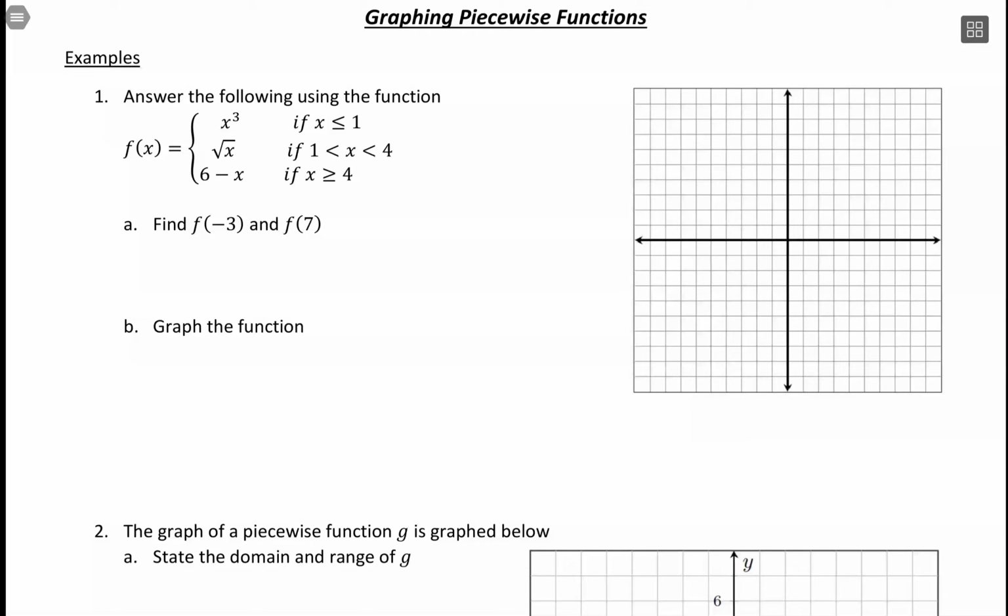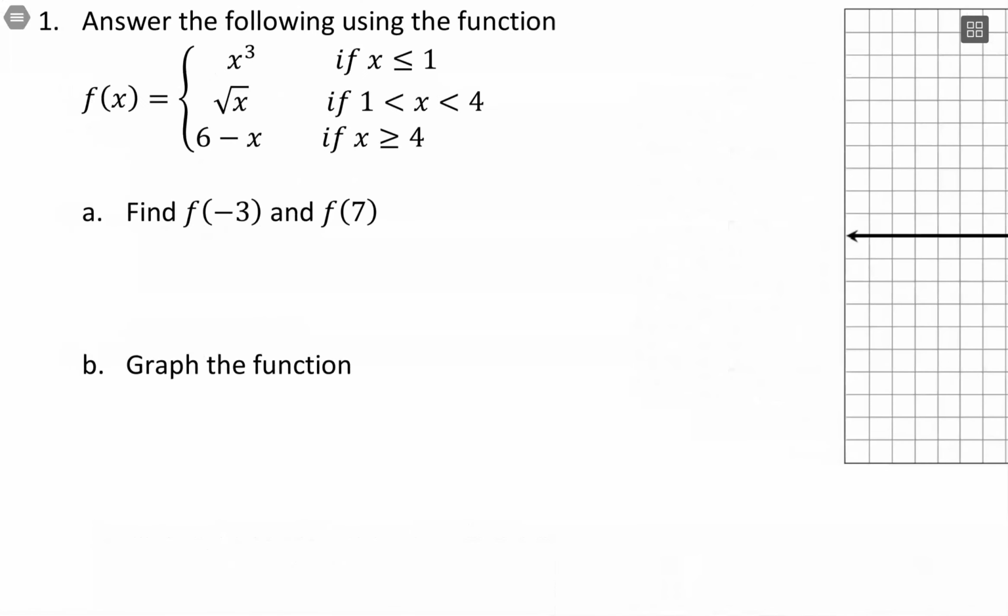Let's get some practice with graphing these. Again, I'm going to try to think of them as separate functions, but then having them all together as a single function. So with this first one, we can start by just finding a few coordinates.